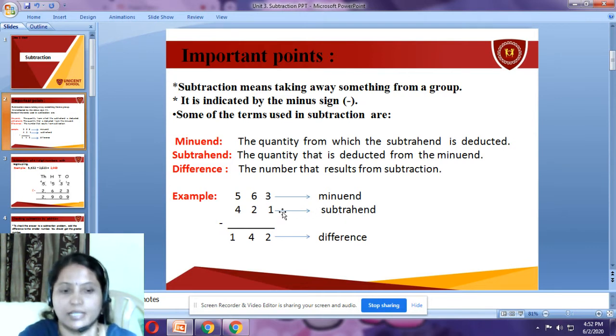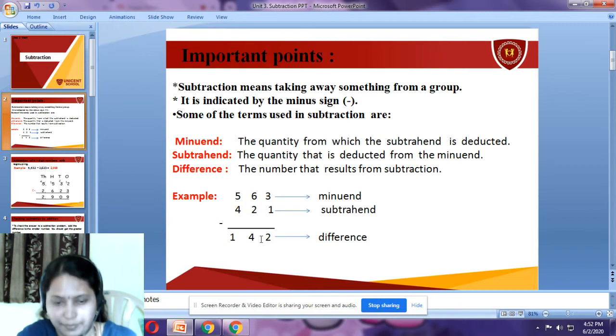Now let's see what is difference. The number that results from a subtraction. We can also say the number that is obtained in a subtraction problem. The answer that we obtain in a subtraction problem is known as difference.